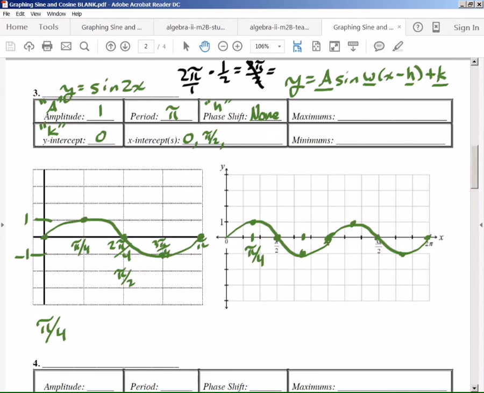Gotta erase those. Then we have, that's just pi. And after that, so that's 0, pi over 2, pi, and then that is 3 pi over 2. And the last one is 2 pi. Our maximums are at 1 and at -1. You only need the y values there.